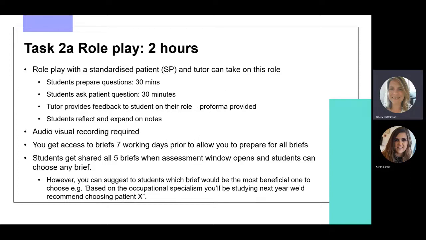Providers get the briefs 7 working days prior to prepare for the role plays, as students can pick from any of the 5. However, you can suggest to students which brief would be the most beneficial one to choose. For example, based on the occupational specialism you'll be studying next year, we'd recommend choosing patient X. However, you still have to leave the choice up to your students to pick which one they would prefer to do.